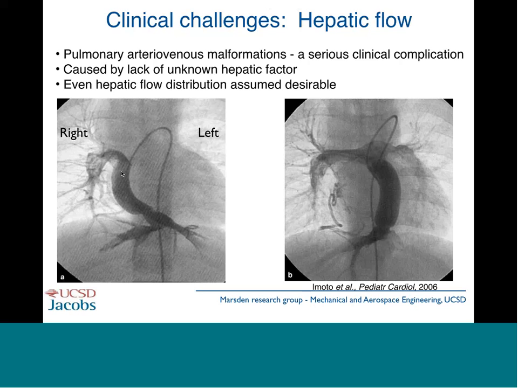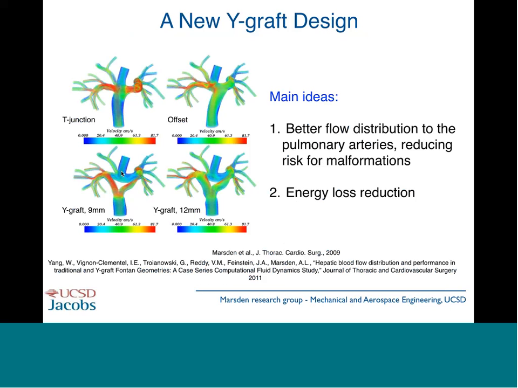And so from a design point of view, thinking about this from a fluid mechanics engineering perspective, a design criterion would be to even out this hepatic flow distribution to both the right and left lungs. And so that was one of the goals as we were thinking about new designs.